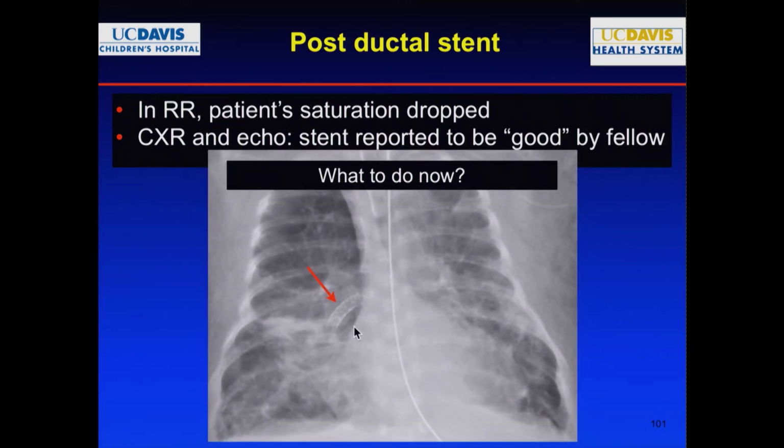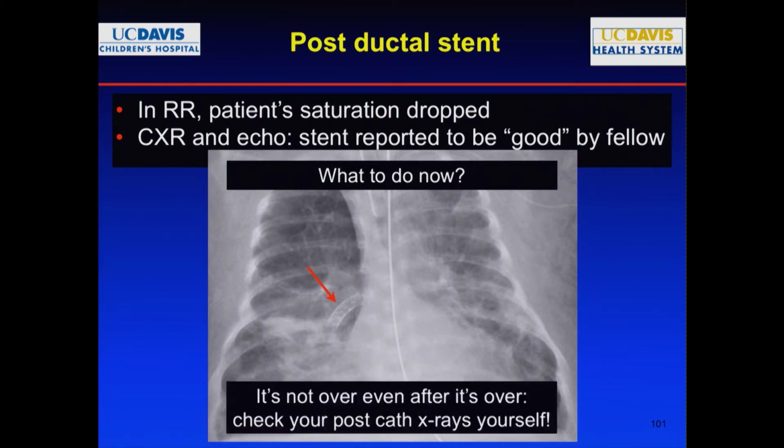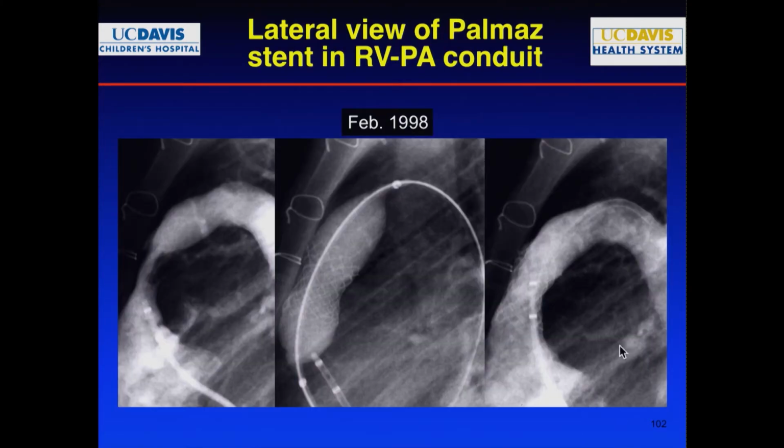So this is where the stent was. This is supposed to be a ductal stent. Again, the fellow just didn't know where it was supposed to be. Again, this is my mistake, right? Because I didn't look at the X-ray before I went home. All right, so it's not over until it's over. So check your X-rays afterwards yourself.